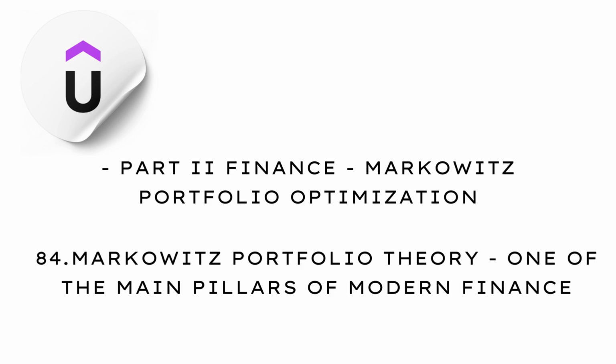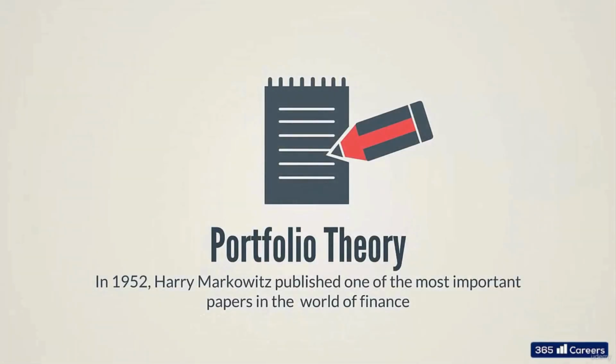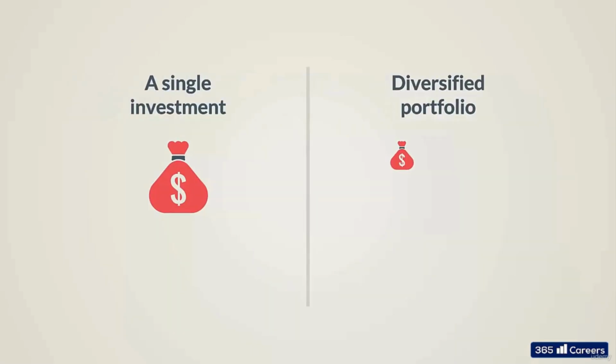In 1952, Harry Markowitz published a paper which was one of the most powerful academic breakthroughs we've seen in the world of finance. His work changed the way financiers look at their portfolios and formalized an intuition previously suggested by some practitioners. Investors shouldn't put all of their eggs in one basket.